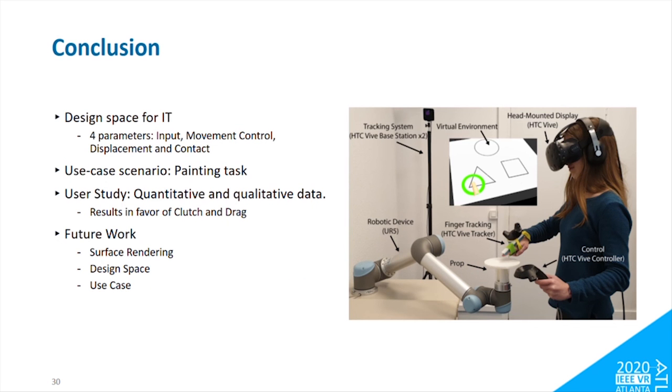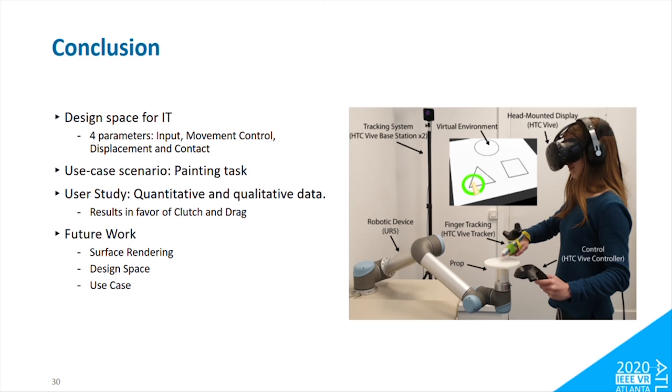In conclusion, we created a design space based on 4 interaction parameters: input, movement control, displacement, and contact. This design space serves as a tool for conceptualizing interaction techniques for ETHDs, such as the ones created in this paper to address ETHDs limitations. In total, 5 techniques were conceived: swipe, clutch, drag, bubble, and follow. The techniques created represent at least one branch of the interaction parameters. A use case scenario based on a finger painting task was created for contextualizing these techniques and also to evaluate them in a user study.